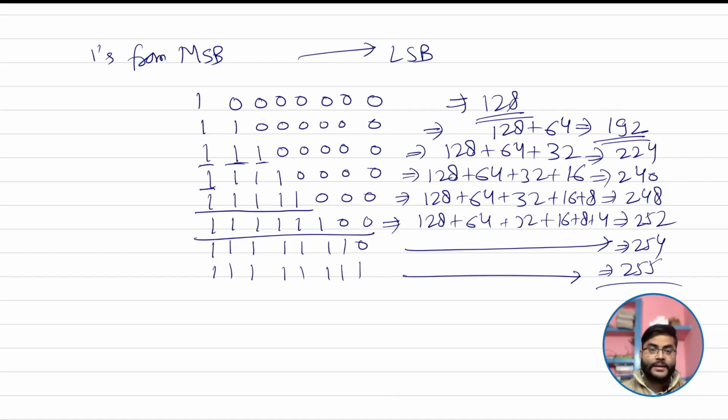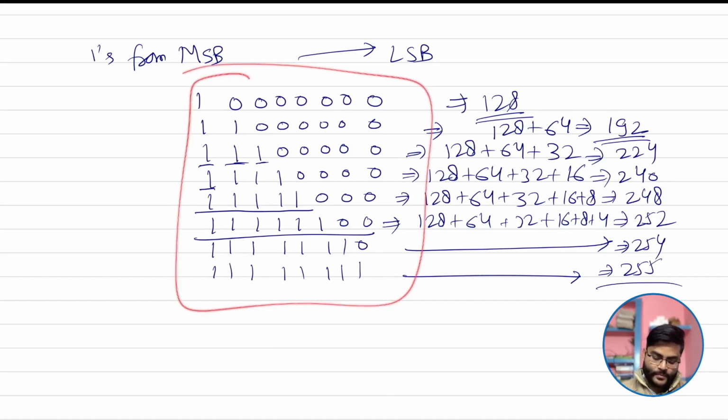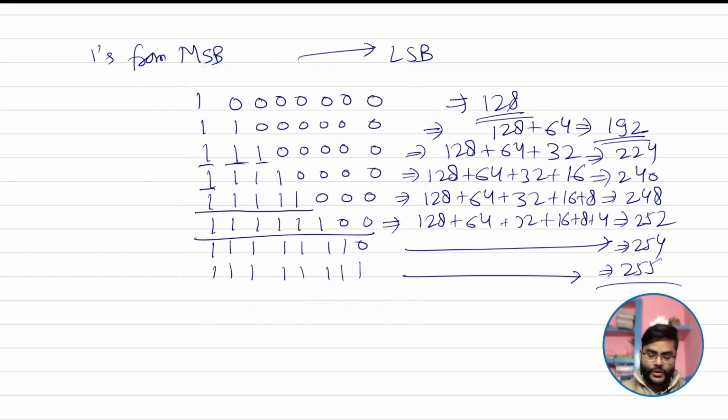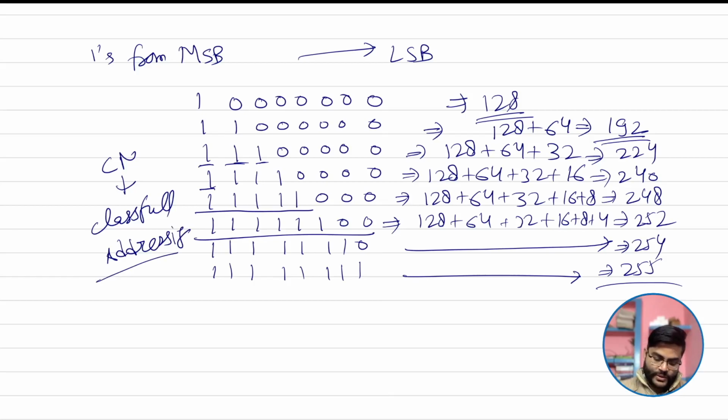Okay. Now, why am I telling you this pattern? In computer networks, when you study classful addressing, the addresses are divided in such a form only. We will have consecutive ones from MSB to LSB like this. So this will be the network part, this will be the host bits, something like this. So that's why studying consecutive ones from MSB to LSB is also important.